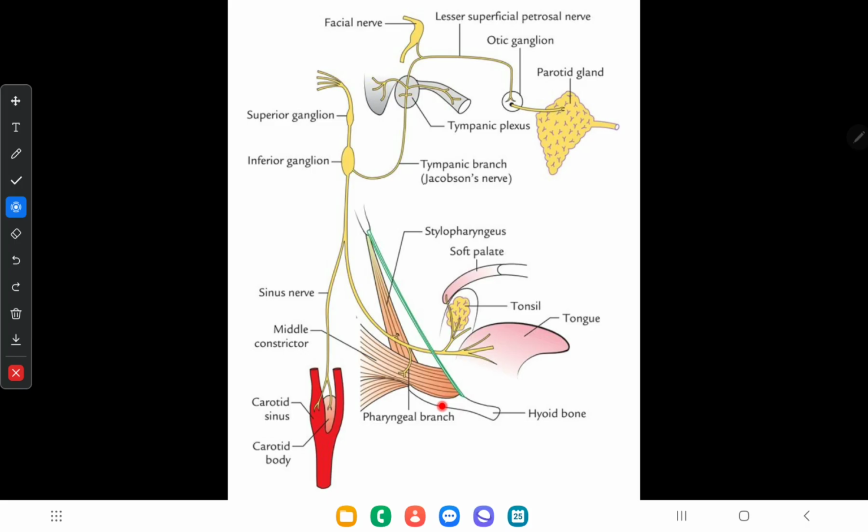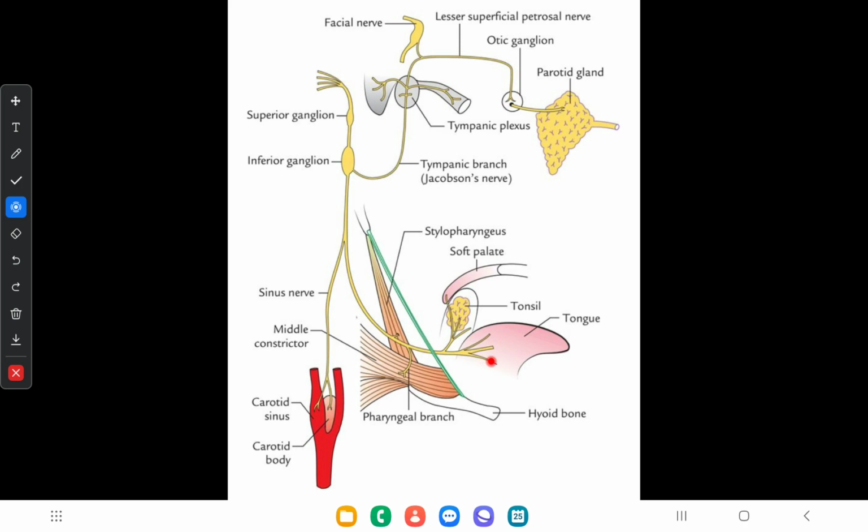Then there is muscular branch here. The muscular branch supplies stylopharyngeus muscle. Then there are tonsillar branches here, and those tonsillar branches supply the tonsils and soft palate. Then finally you have the lingual branches which supply the circumvallate papillae and mucosa of the posterior one-third of the tongue. So that is all about the pathway and the nuclei of origin of the glossopharyngeal nerve.